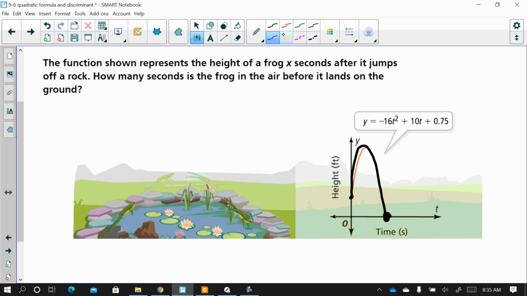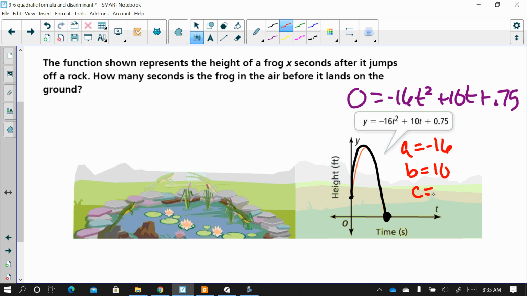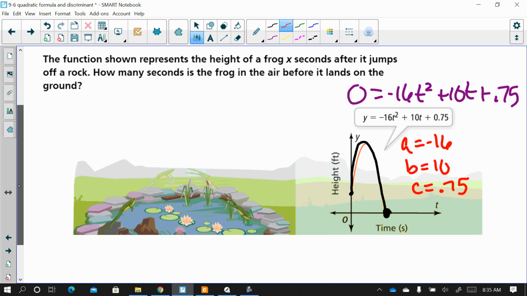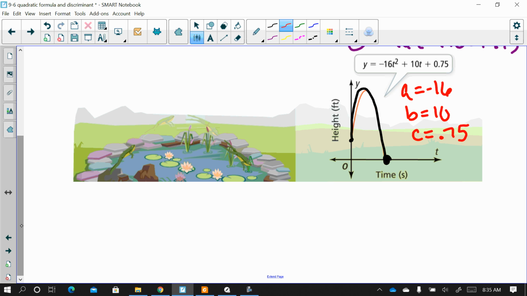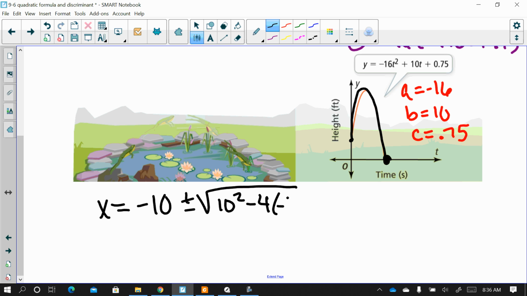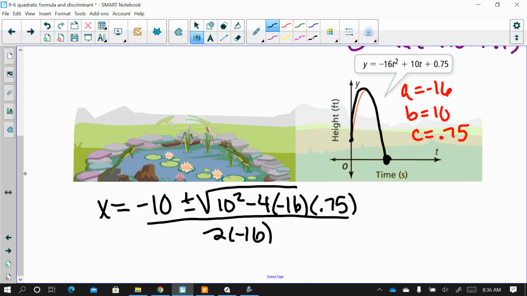So instead of saying y equals, we change this to 0 equals negative 16t squared plus 10t plus 0.75. Okay, from here, all you got to do is quadratic formula. A equals negative 16, b equals 10, c equals 0.75. Okay, so time to plug and chug. X equals negative b plus or minus the square root b squared minus 4ac all over 2 times a. Okay, so calculator work, okay, make it pretty.